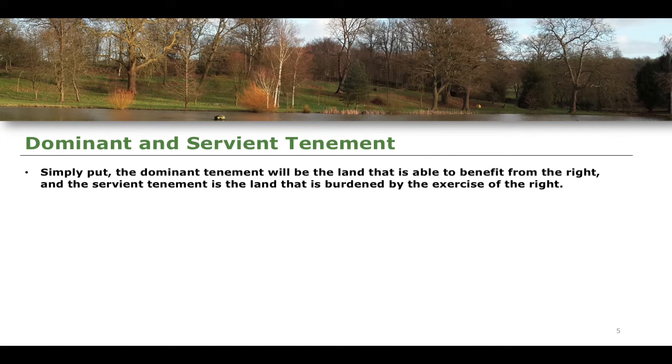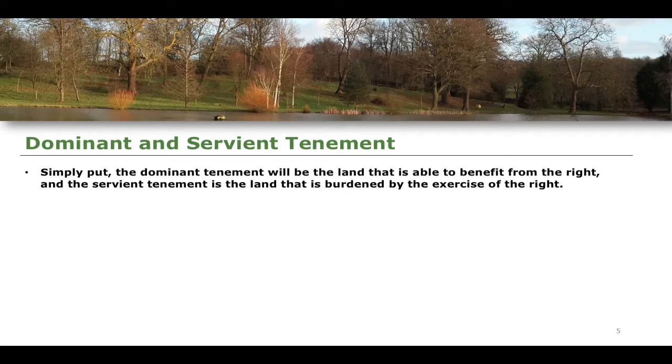So let's say, for example, I have a house, and in order to get to the front door of my house, to get to the property, there is another piece of land, and therefore there has to be a right of way over that piece of land. The piece of land to which there is a right of way is the servient tenement, because it is burdened by the existence of the right. My right of way over and into my property is burdening the servient tenement. It is burdening that piece of land.